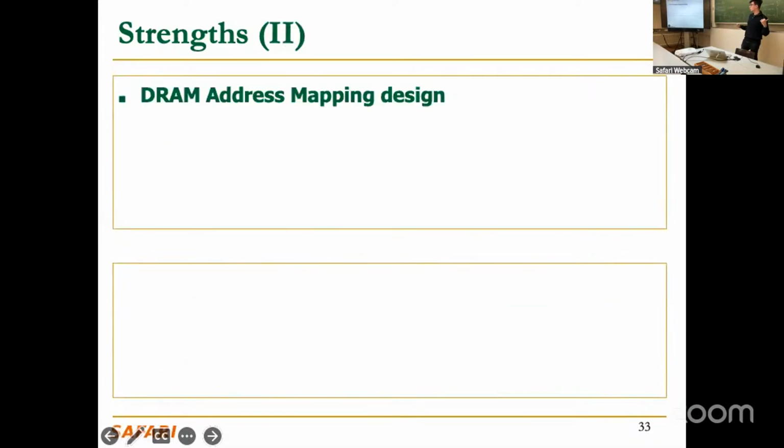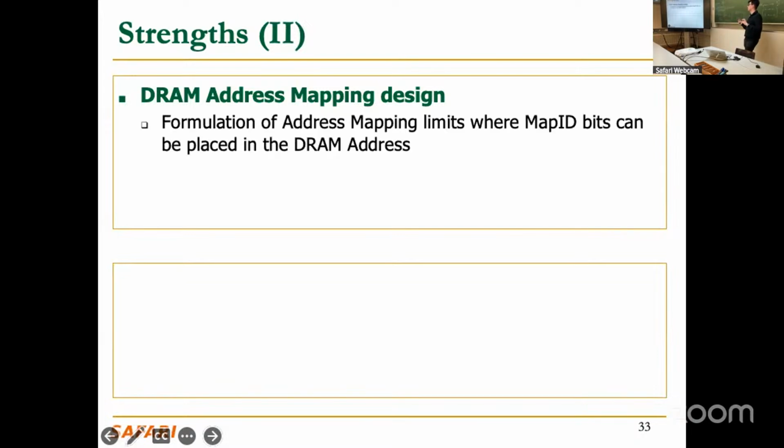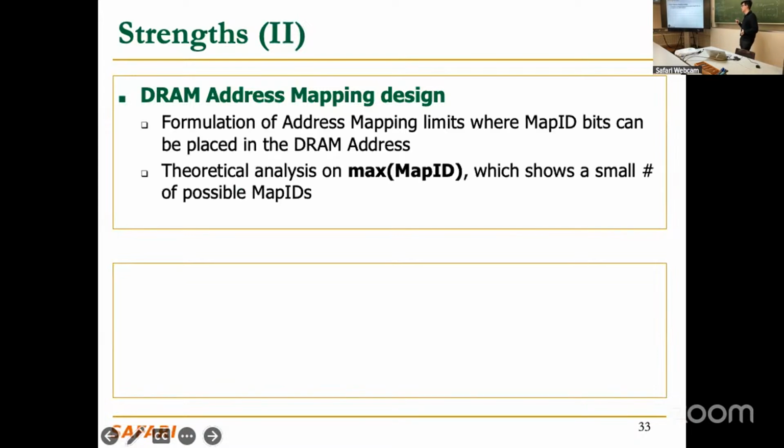On a similar note to the previous strength is the DRAM address mapping design, which is smart because it limits where the map IDs can be stored in the page table in the DRAM address. And in the paper, they also provide this theoretical analysis on the maximum number of map IDs, showing that only a small number of map IDs, which is 14, can exist.